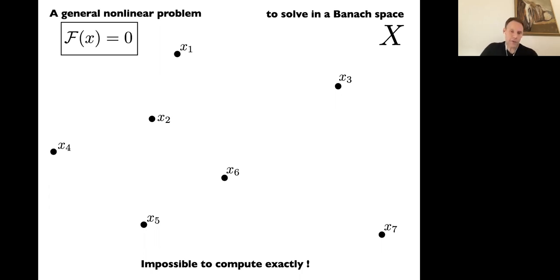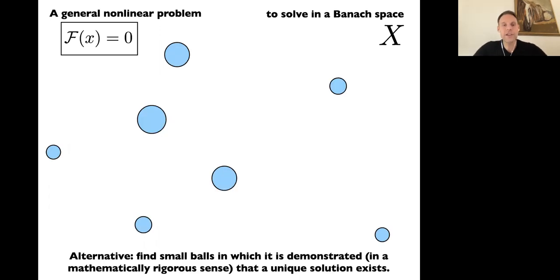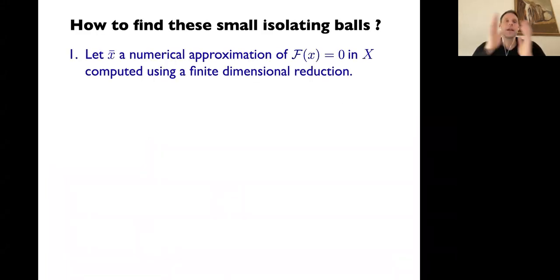So what do we do instead of computing them exactly? What we propose is to find small balls in which it is demonstrated, and by demonstrated I mean in a mathematically rigorous sense, that a unique solution exists. Okay, so how do we find these small little isolating balls?